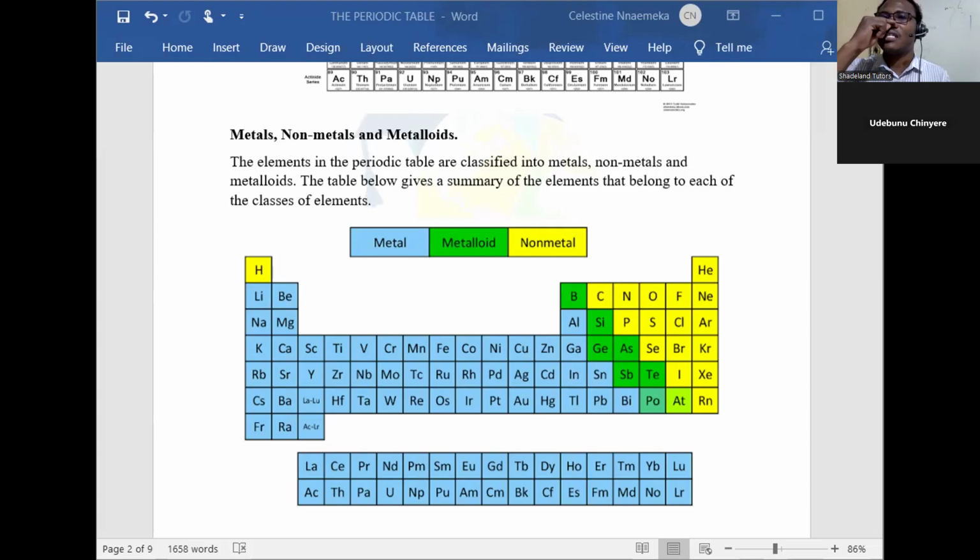Okay, Chibueze Chikamso. Group 7. Very good, Chibueze. Group 7. Very good. Excellent.